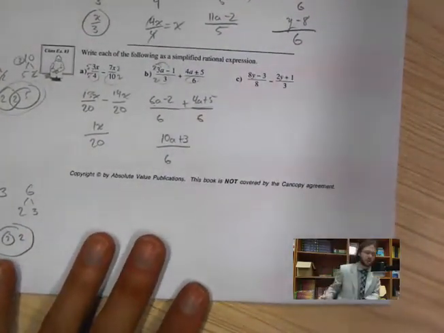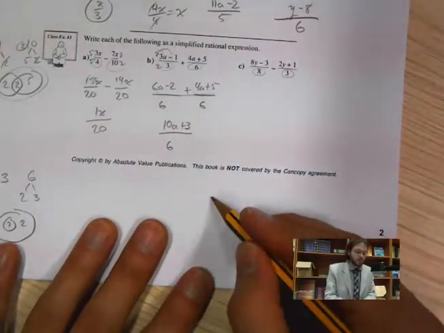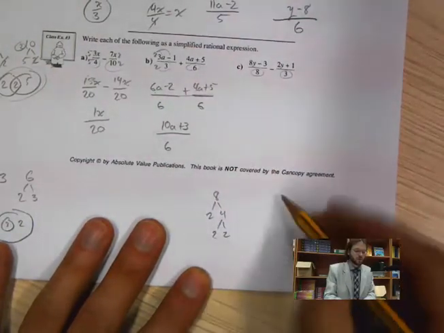C. Alright. We have 8 and 3. Ooh, those don't look very similar at all. So I take a look at this. 8, I have 2 and 4, 2 and 2. 3 is just 3.